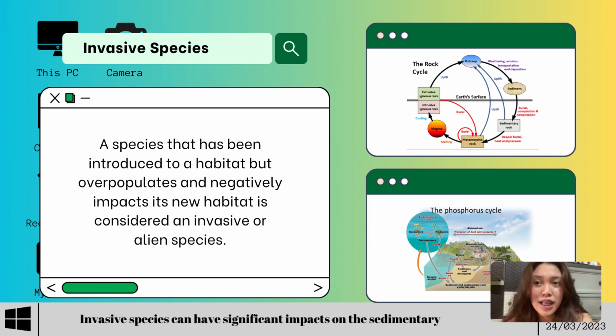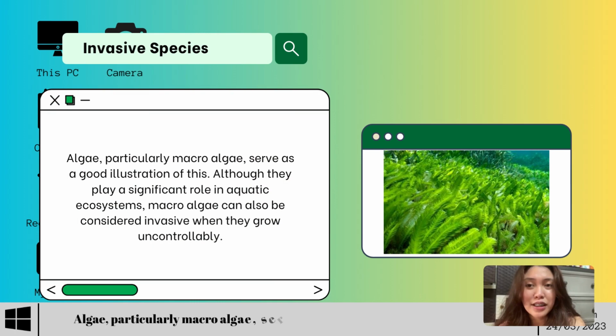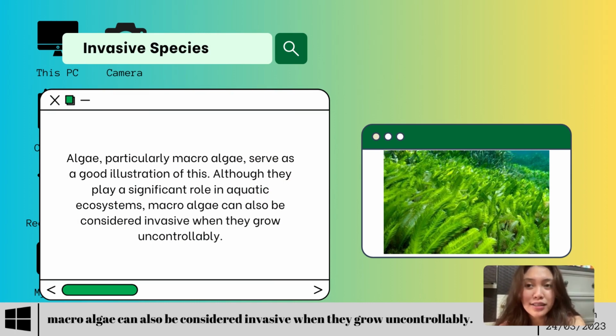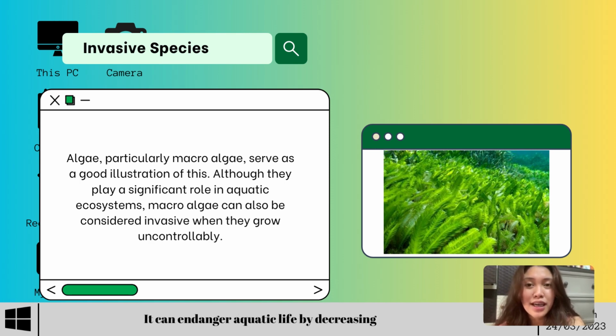Invasive species can have significant impacts on the sedimentary and phosphorus cycles in terrestrial ecosystems. Algae, particularly macroalgae, serves as a good illustration of this. Although they play a significant role in aquatic ecosystems, macroalgae can also be considered invasive when they grow uncontrollably. It can endanger aquatic life by decreasing the amount of oxygen obtained by marine species.